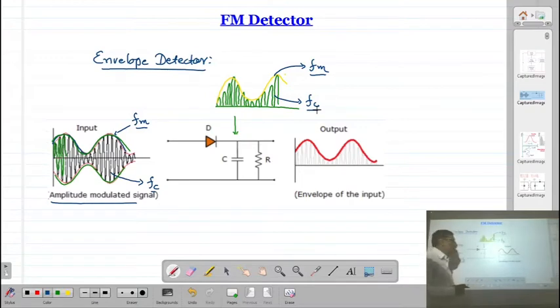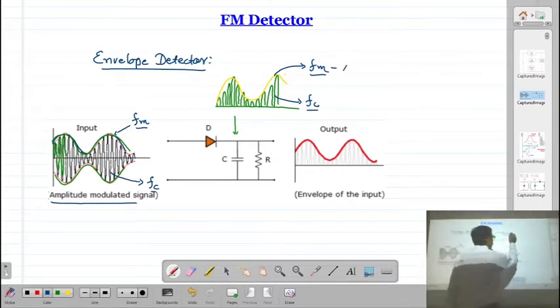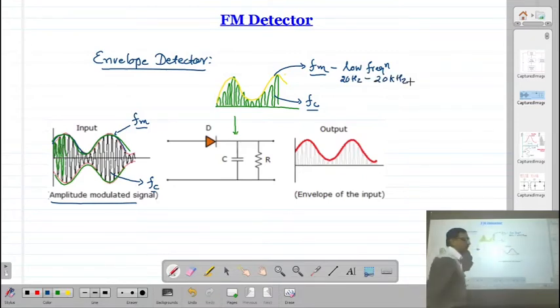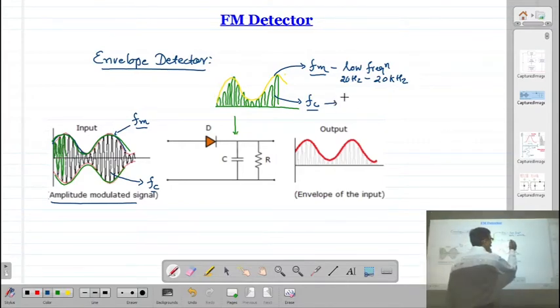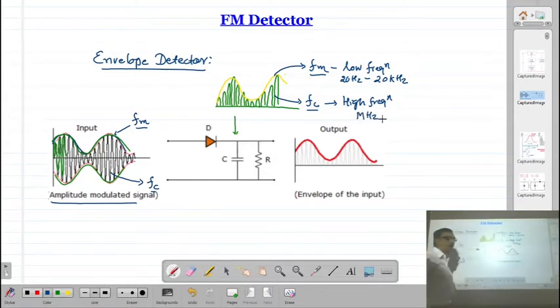Now we know that the modulating frequency is very low, normally from 20 Hz. Our information will be between 20 Hz and 20 kHz, so that is a low frequency. But the carrier frequency is a high frequency, in the order of a megahertz. So to separate these two frequencies, we use the filter capacitor C.